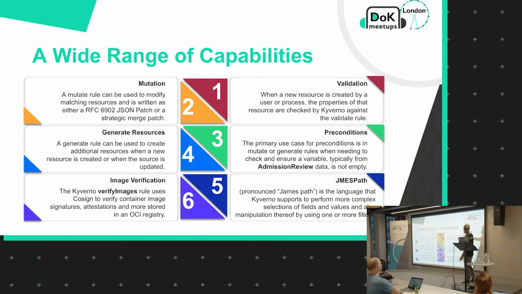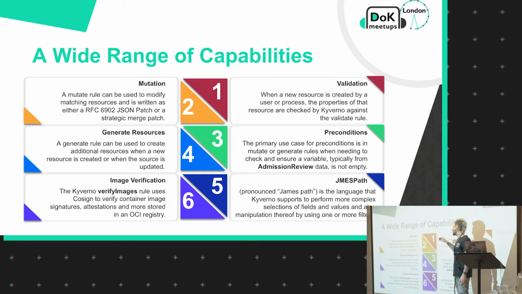So we've talked about validation and mutation. It supports both JSON patch and strategic merge patch, which is just a way to say you can go more granular depending on what you want to do. Either, let's say, replace a full array or full table, or a particular entry within that table. That would be a JSON patch, for example.